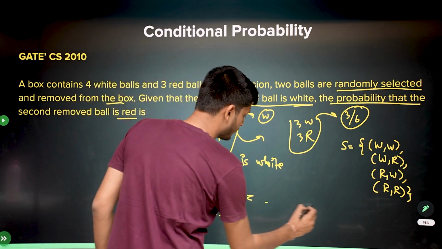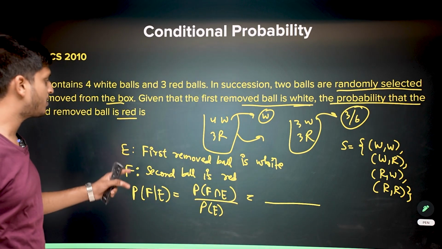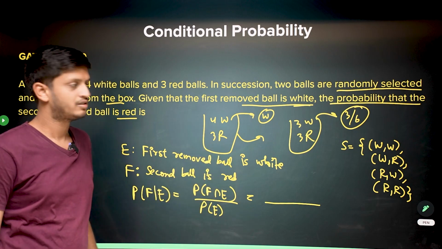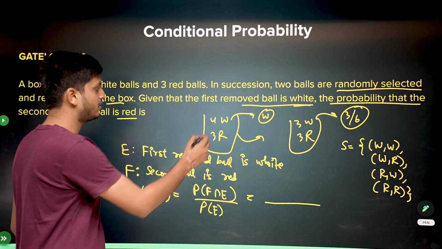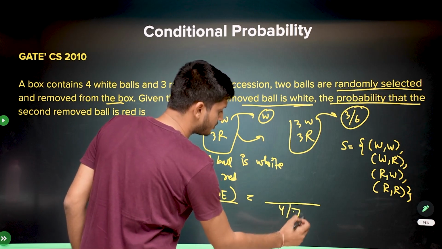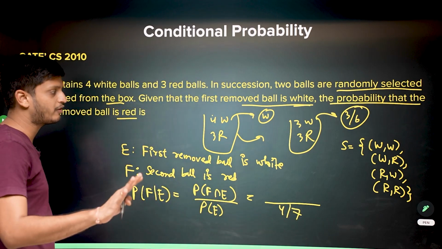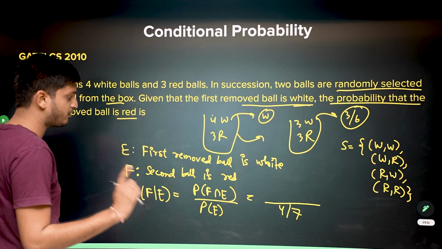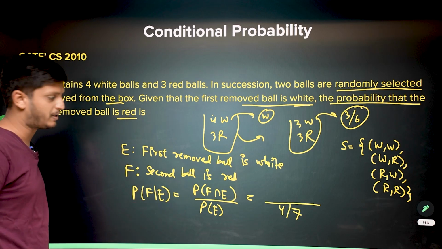So firstly let's calculate the probability of E. What is the probability that the first removed ball is white? It is 4 by 7. Since there were 4 white balls and 7 total balls, the probability of the first removed ball being white is 4 by 7.